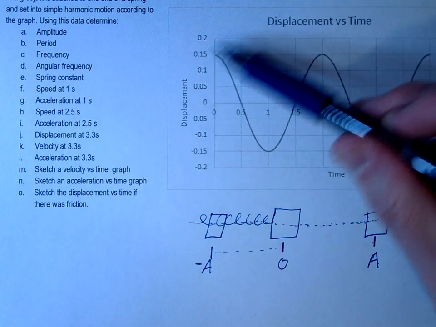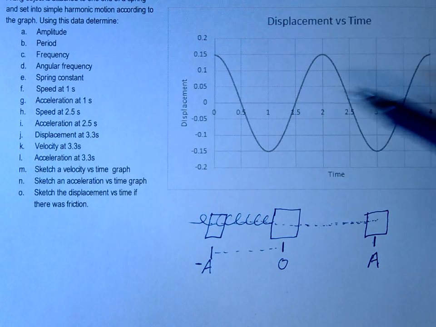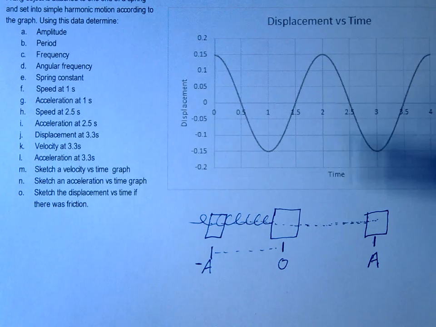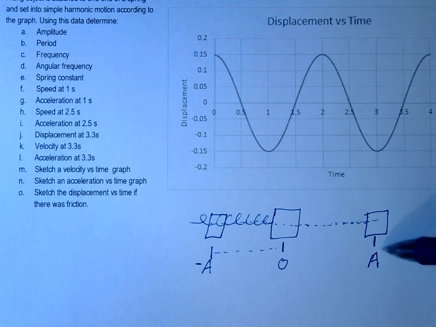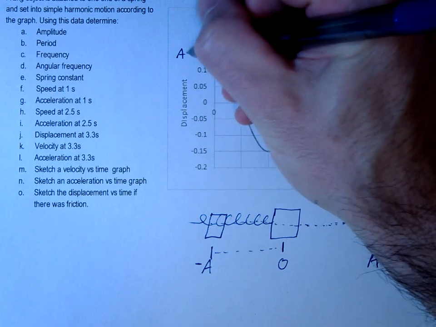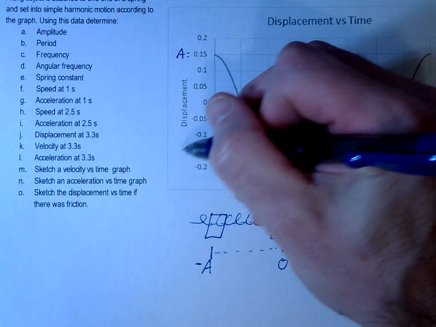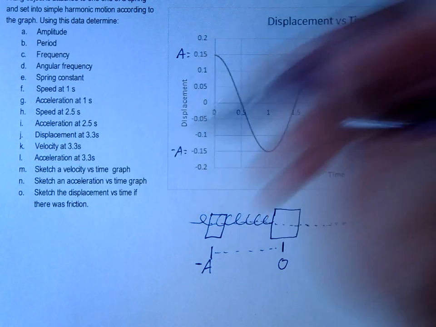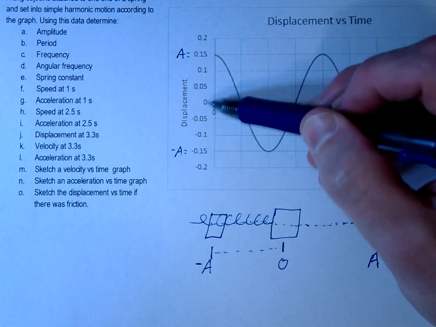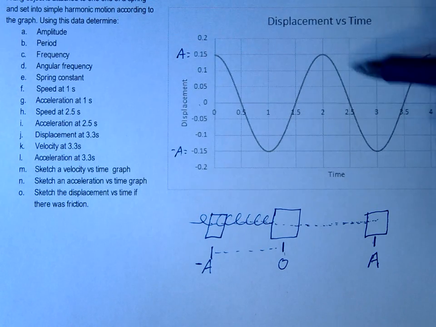So the graph that's going to represent this would be displacement versus time, where this peak right here would essentially be the 0.15, the amplitude, right? It's starting here at 0.15, and then it's going to go through to negative 0.15. This would be our negative A down here. This 0 point would represent our equilibrium. And notice that we have our graph here.